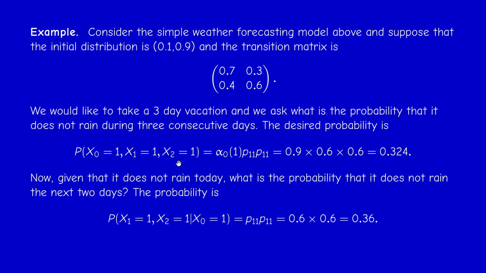Okay, now another question illustrating point B. Given that it does not rain today, what is the probability that it does not rain the next 2 days? So this is a conditional probability. It's the conditional probability of the path x1 equal 1, x2 equal 1. So we just have, once again, P11, P11, and it's 36%.